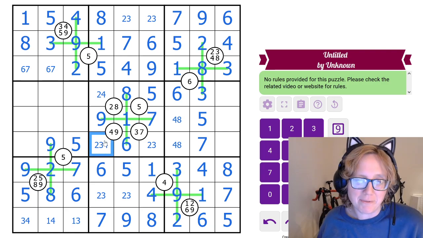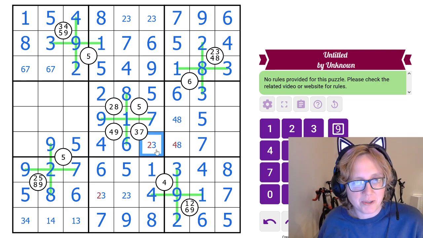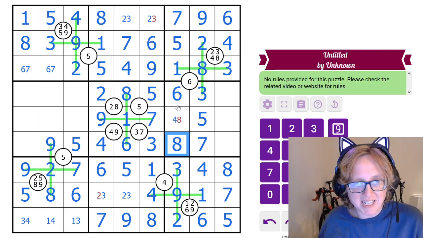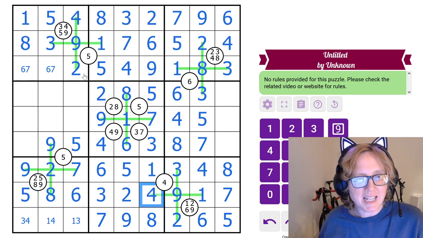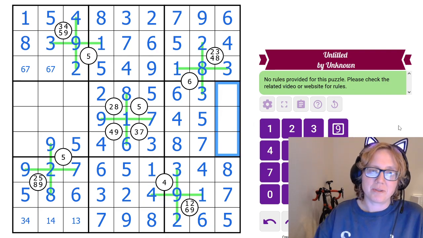I also have a 4 quad here, so I have to place a 4 there, 2 there, 3 there. That 4 makes this an 8 and makes this a 4. The 2 makes this a 3 and a 2. And that's all taken care of. Let's do a bit more Sudoku to finish this up.